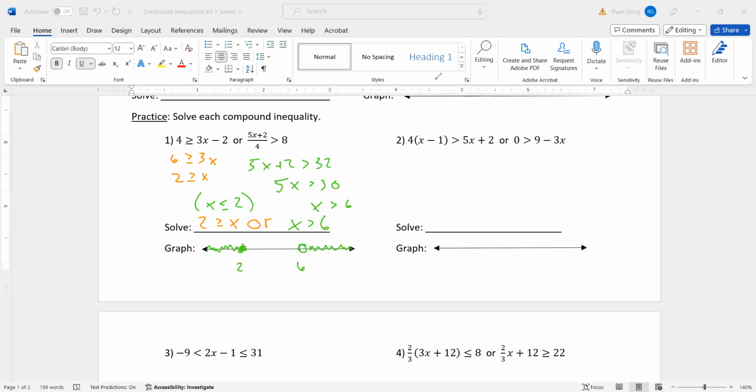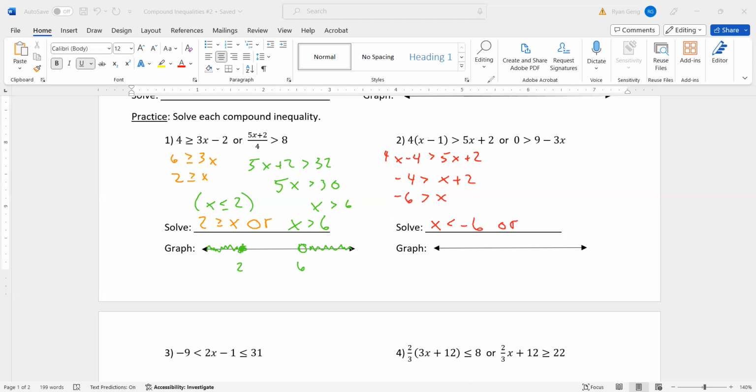All right, number 2, a little more involved, but still the same idea. 4x minus 4 distributed is greater than 5x plus 2. I'm going to move the 4x over, so I'm going to have negative 4 is greater than 5x minus 4x is x plus 2. Subtract 2, I get negative 6 is greater than x. I'm going to go ahead and flip that. x is less than negative 6. Or, and now I'm going to do the other one.